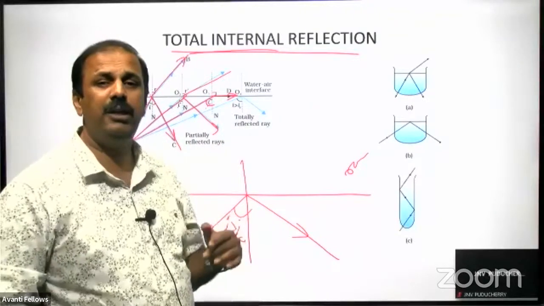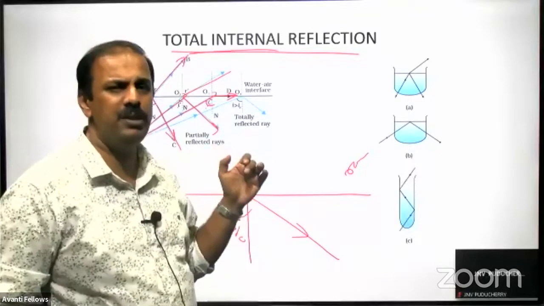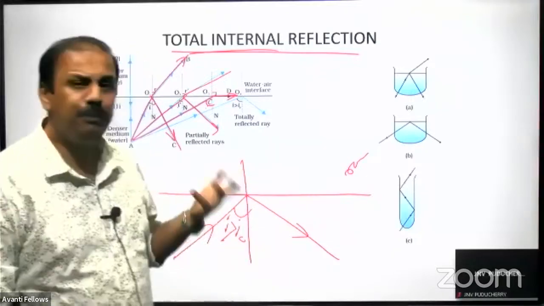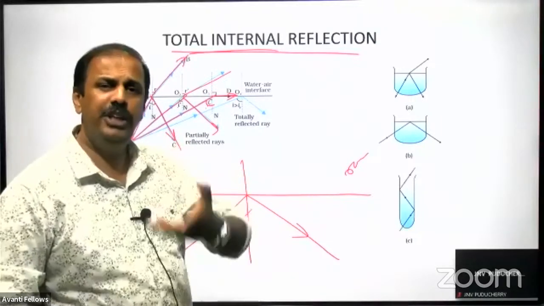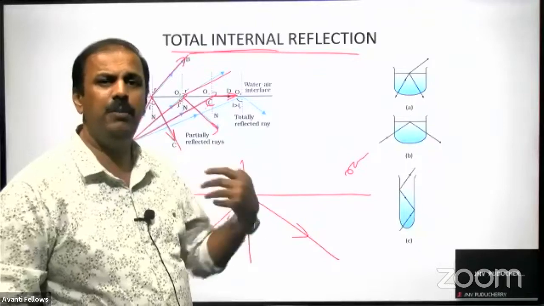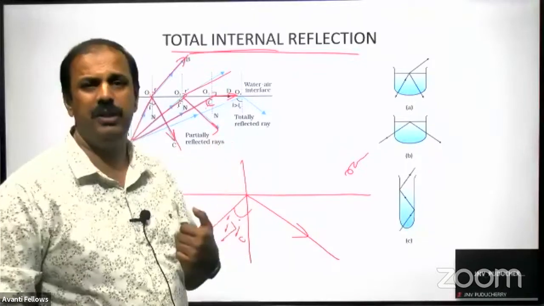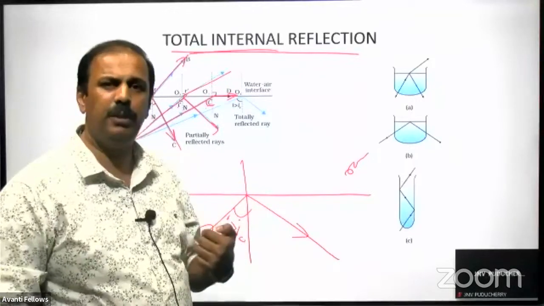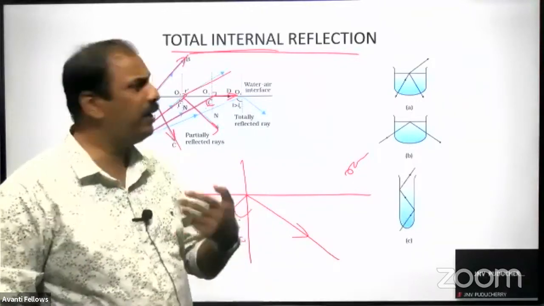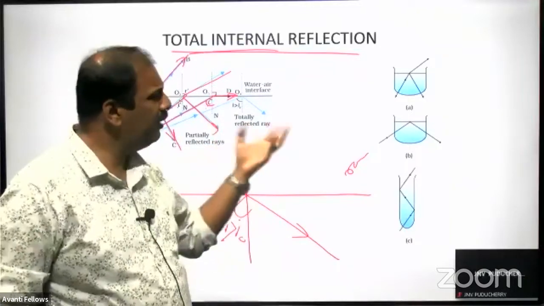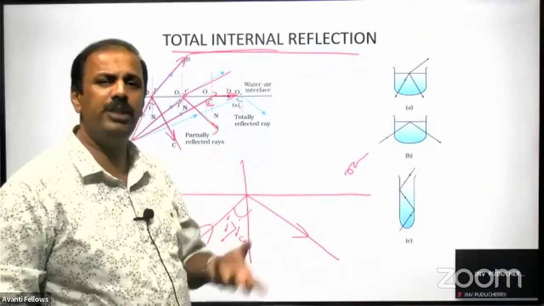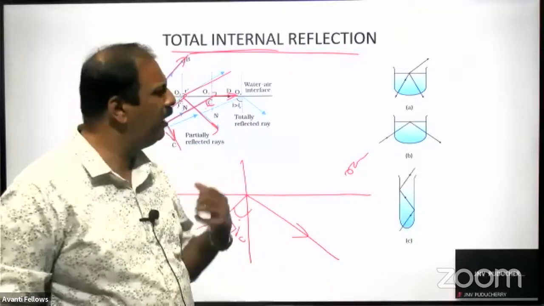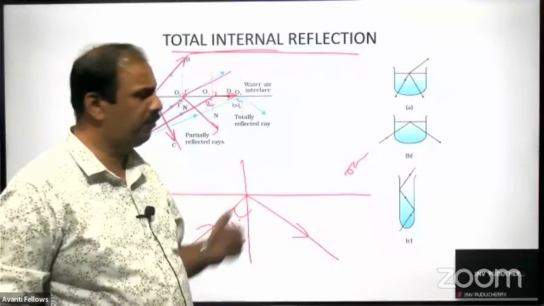This total internal reflection has so much importance. It is applied in many, many places. Even if you are seeing me through the internet, you are able to see me because of total internal reflection, because our communication data, the entire data, is passing through optical fiber communication. So optical fiber works based on total internal reflection. Throughout the country or the world, the internet is working through optical fibers.